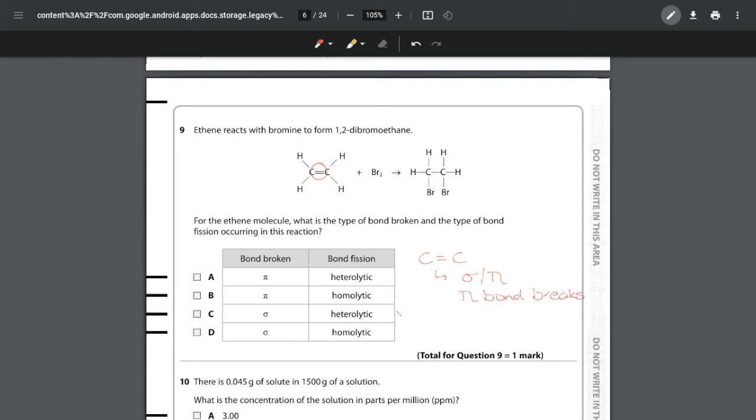So again, that can get rid of C and D. And we have to think about what type of bond fission. And because we have the Br forming ions, that must be heterolytic bond fission, because homolytic fission would give us free radicals. So our answer here must be A again.